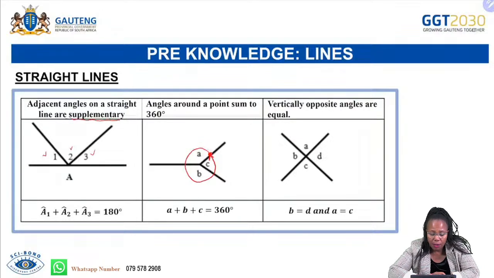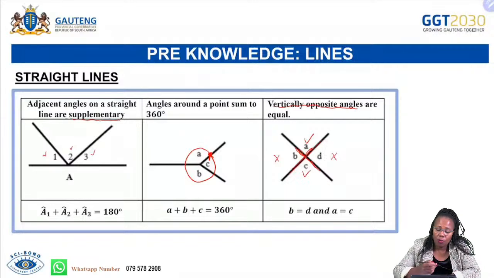The third one is vertically opposite angles. When angles are vertically opposite, they form a V to each other. Can you see that V? That means A and C are vertically opposite to each other. They form this cross here, and they are inside those Vs. So angle A is equal to angle C, and angle B is equal to angle D, because they are vertically opposite to each other. They are exactly equal. If this one is 30 degrees, that means this will also be 30 degrees.